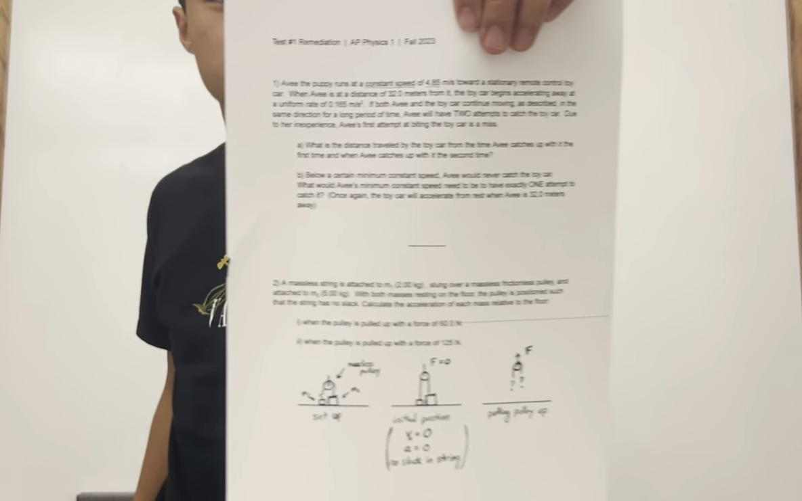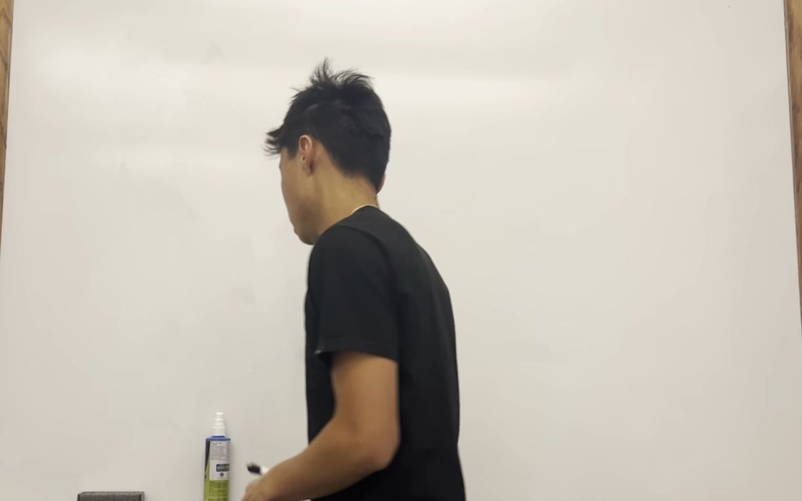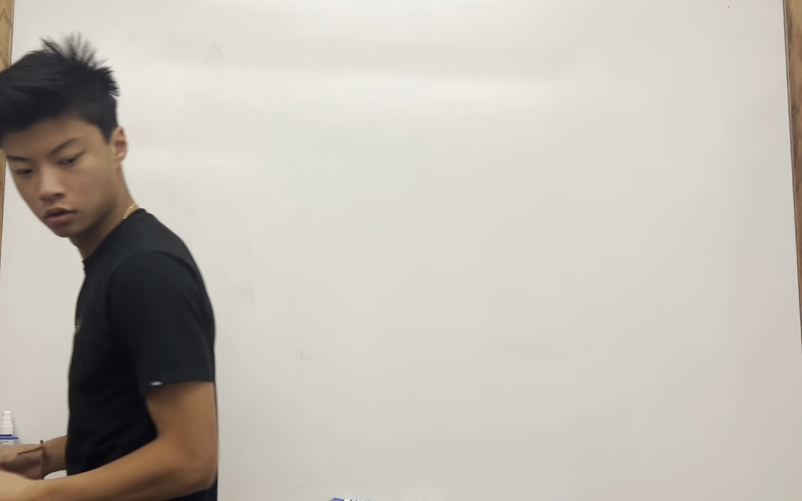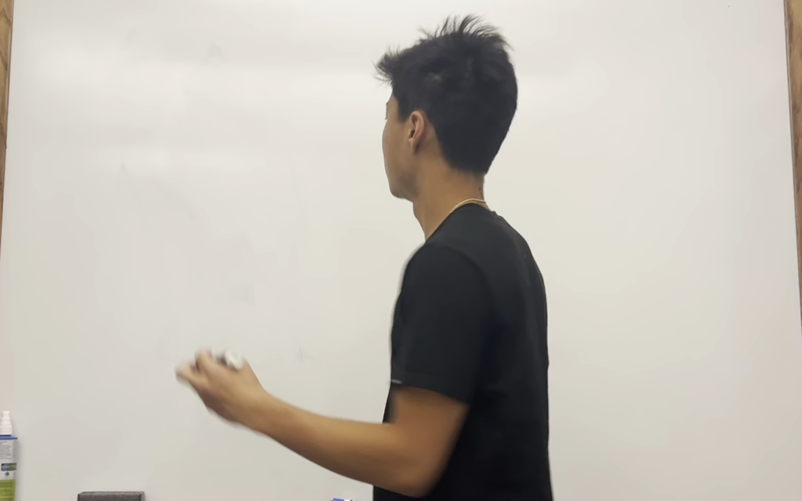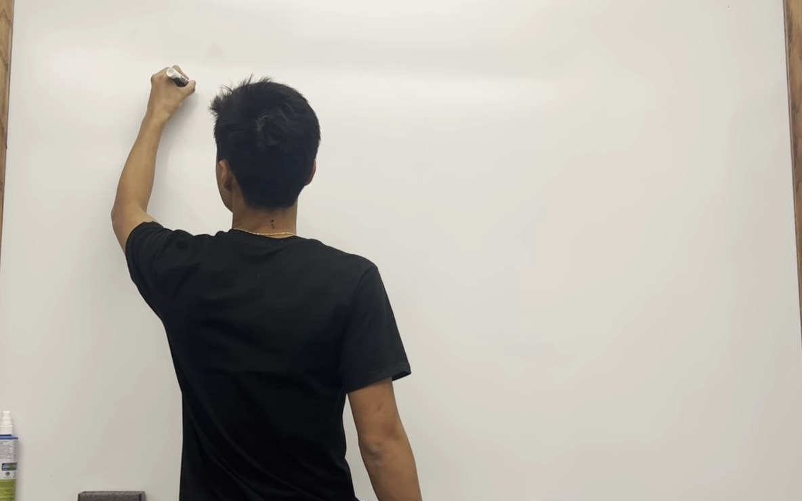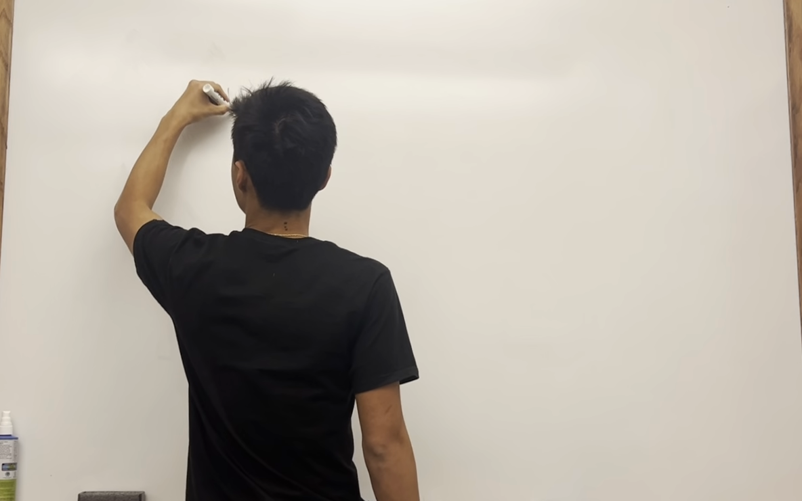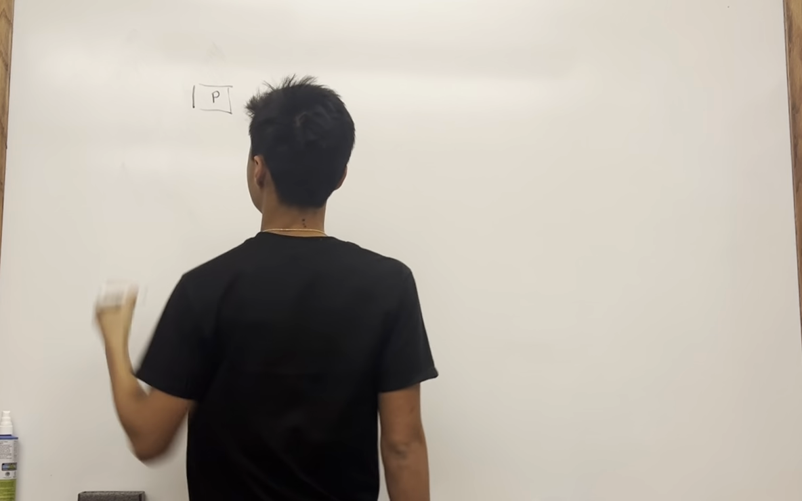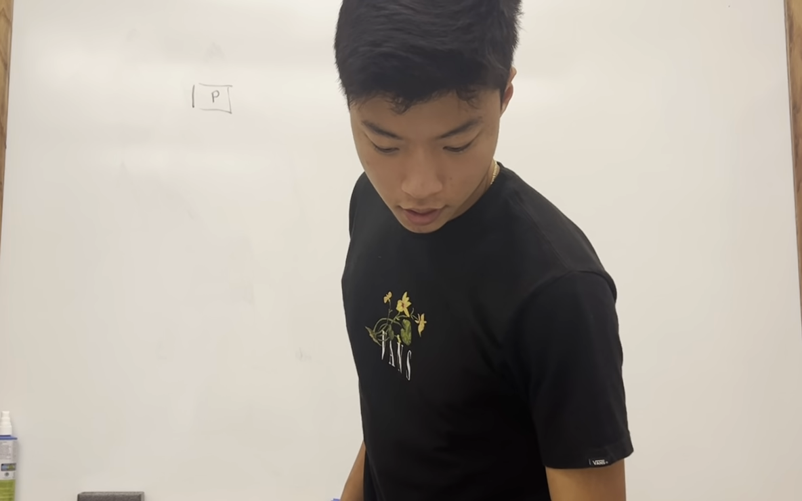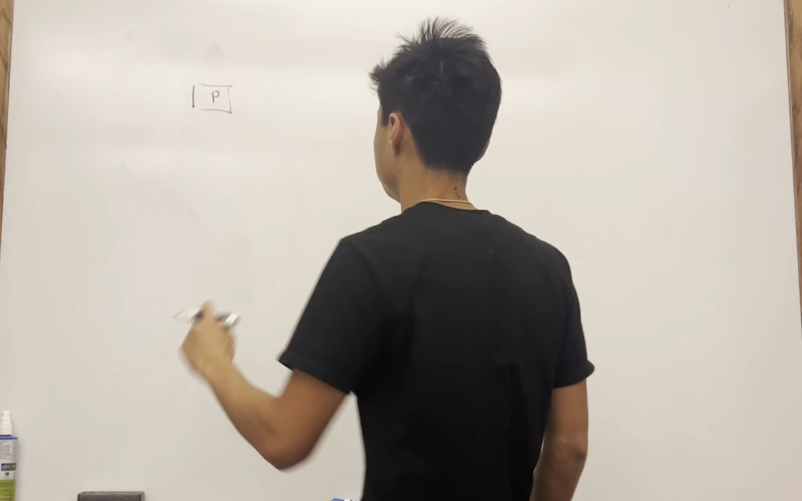Great. Alright, we got our paper here. There's a puppy. Just draw this right here. And a remote control car.